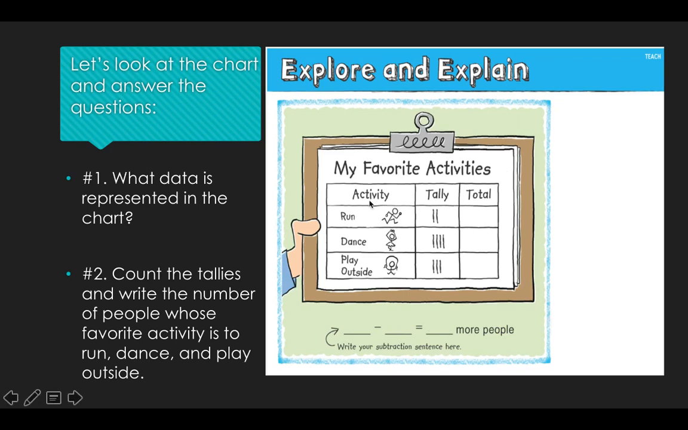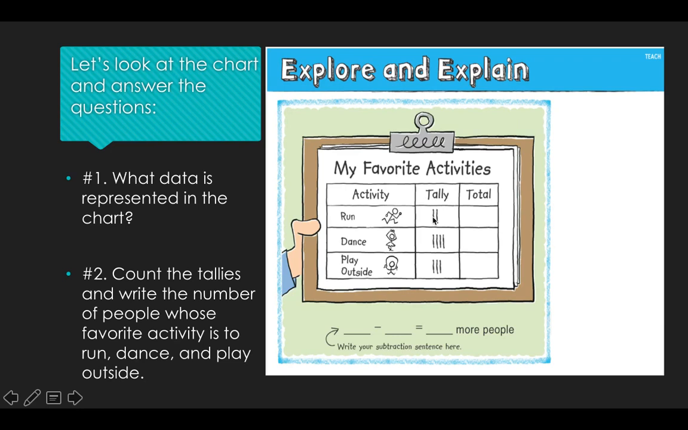Now this chart has 3 columns. Columns go up and down. So in the first column, we have activity. The activity is the choices or the responses that the people gave. So someone could say, my favorite activity is to run, my favorite activity is to dance, or my favorite activity is to play outside. Now, next to each one of the choices, we have tallies.